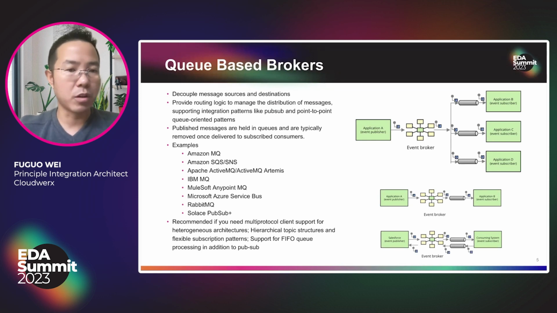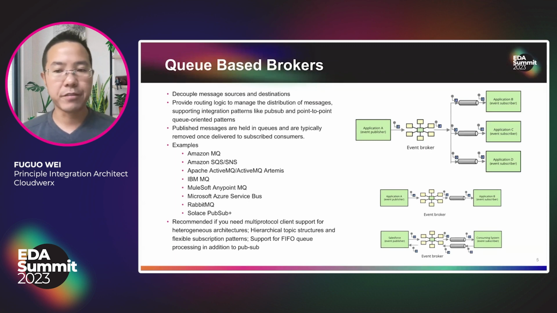Some of the examples, a lot of them you have heard of, I believe, like Anypoint MQ, for instance, that's a Mulesoft product. It's actually based on Amazon SQS, and there's SQS. Then there's Solace PubSub. Solace PubSub actually falls into this category. It's a queue-based event broker. This sort of broker is recommended if you want to have multiple protocol support, as I explained earlier on, where you want to have JMS protocol for a particular subscriber system, or a REST API, etc. And you want to have hierarchical topic structures, and you would go for this type of broker.